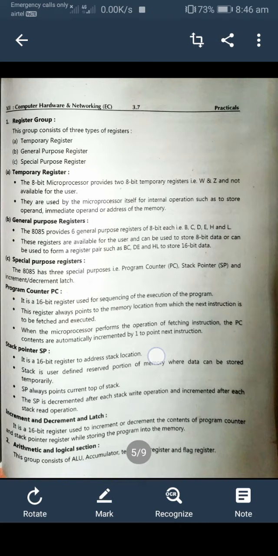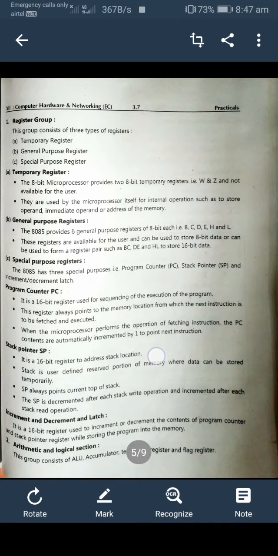Stack pointer SP is a 16-bit register to address the stack location. Stack is a user defined reserved portion of the memory where data can be stored temporarily. SP always points to the current top of the stack. The SP is decremented after each stack write operation and incremented after each stack read operation.